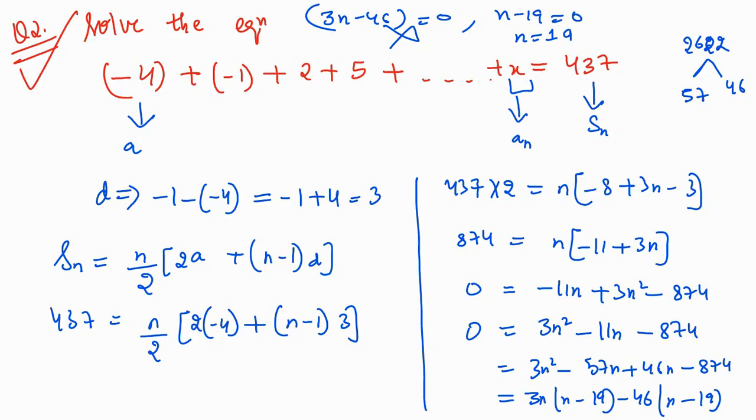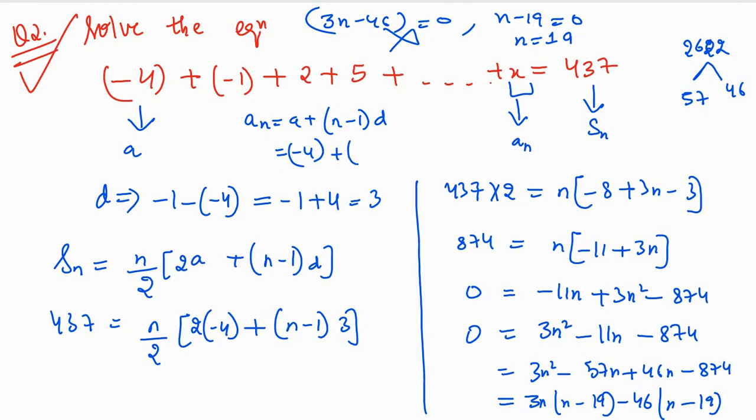अब हमें फाइंड आउट क्या करना है? an would be nothing but a plus (n minus 1)d. a की वैल्यू for us is -4 plus is there. n here is 19. 19 minus 1 हो जाएगा which is 18. और d की वैल्यू आपकी कितनी हो जाएगी? 3. So 18 into 3 would be nothing but 54 minus 4. That's 50. an would be 50 in this case for you.